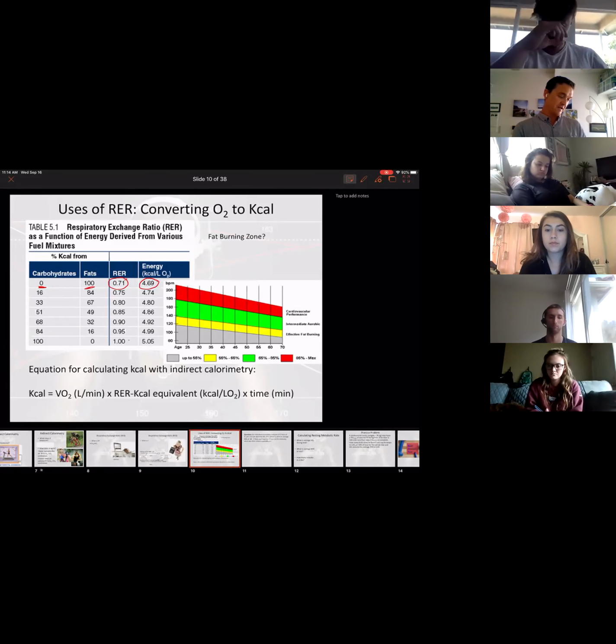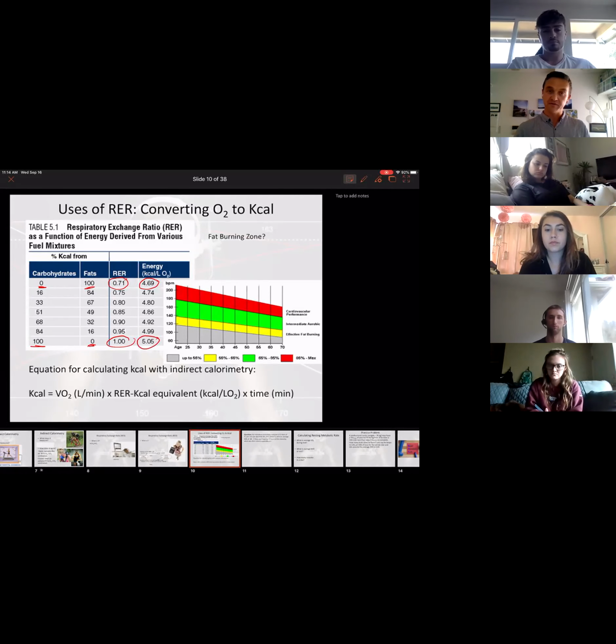If we're all the way on the other side and our RER is 1.0, that means we're 100% carbs, no fat burning, and we get 5.05 calories per liter of oxygen used, okay? So this number is key in being able to calculate calories burnt, okay?